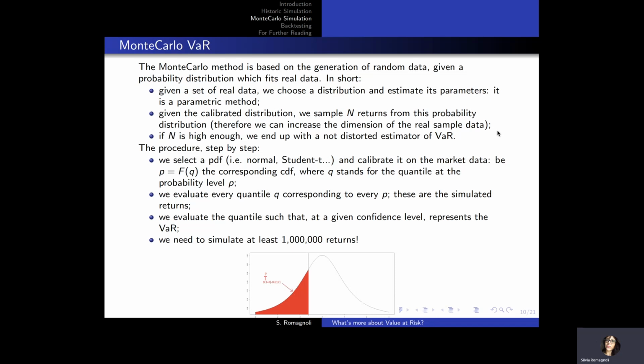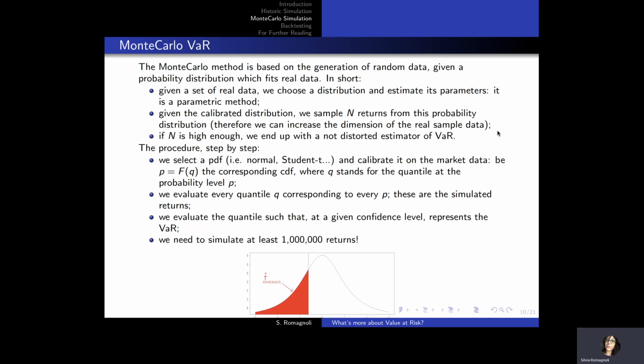As a second step, given the calibrated distribution, we sample capital N returns from this probability distribution. So we can observe that it is possible to increase the dimension of the real sample data. Moreover, if capital N is high enough, we end up with a not distorted estimation of the value at risk, which corresponds to the mean of the simulated values.